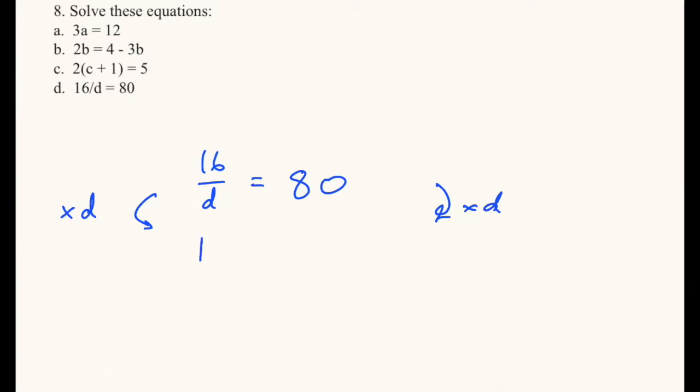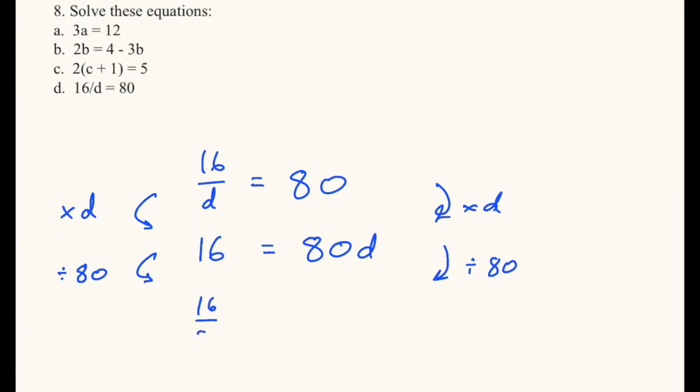So I'm going to be left with 16 on the left-hand side and 80d on the right-hand side. Next step would be to divide both sides by 80. So I'm going to have 16 over 80 on the left-hand side is equal to d. This is a fraction, but it needs simplifying. You can't leave it as 16 over 80.